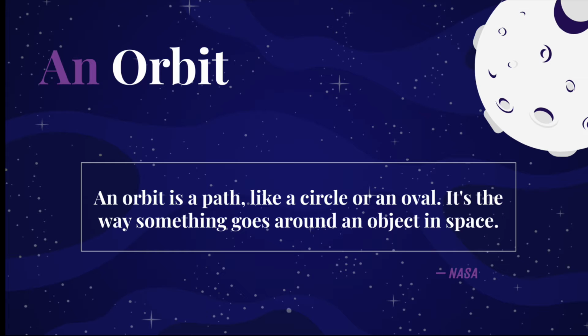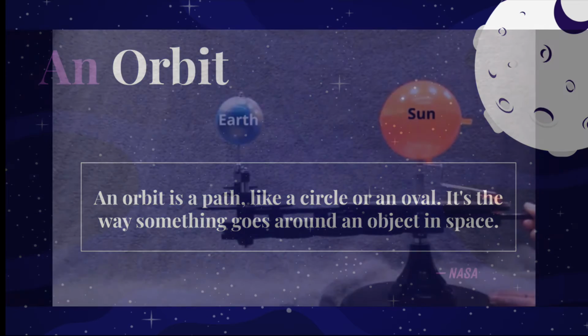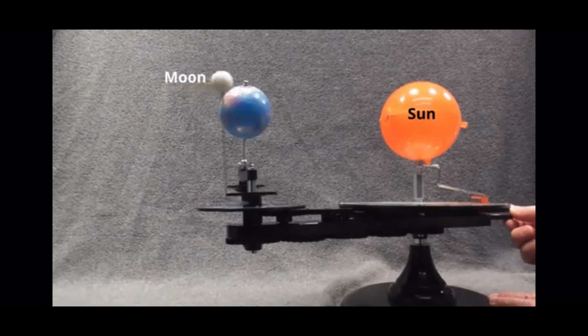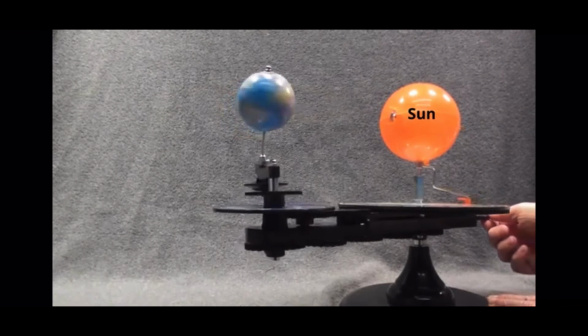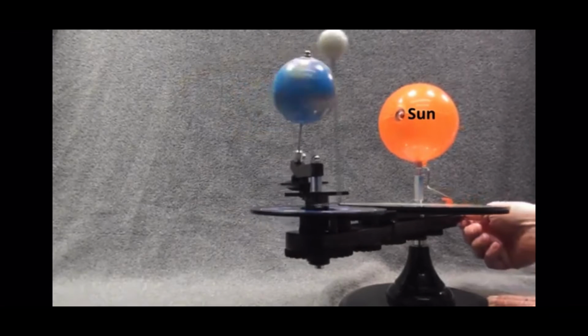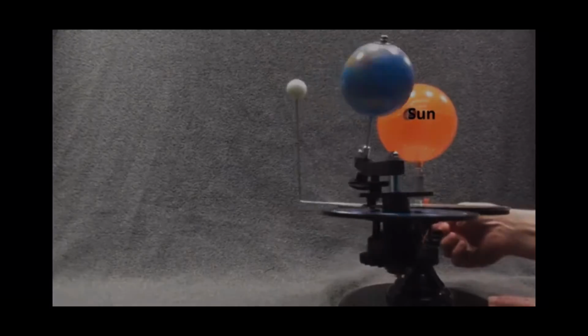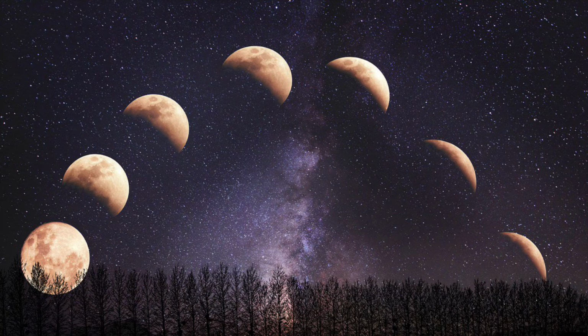An orbit is a path, like a circle or an oval. It's the way something goes around an object in space. Earth orbits around the sun, while the moon orbits Earth. These orbiting patterns are what causes the lunar cycle to occur. We will discuss that momentarily.